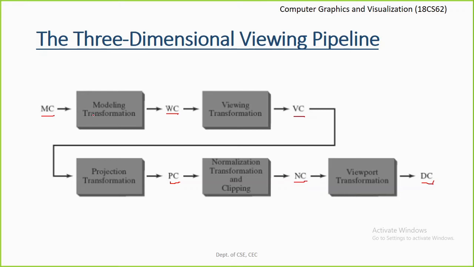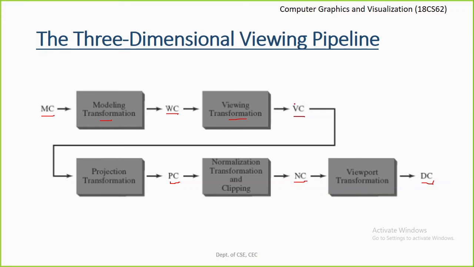So initially we have the modeling coordinates, where individual objects are modeled, so they are converted to world coordinates by applying the modeling transformation. This is the first step. The next step is to convert these world coordinates to viewing coordinates by applying the viewing transformation. So the coordinates on the view plane, the projections that we are going to get on the view plane, basically use the viewing coordinates.